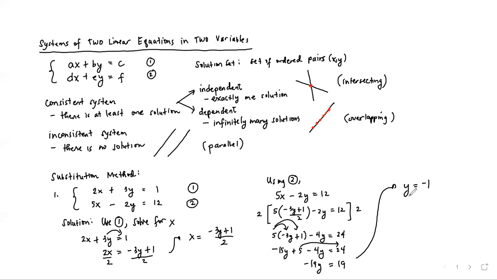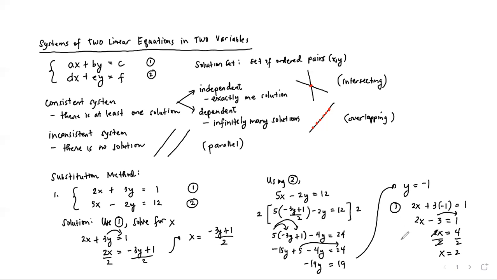Now, we're not yet done here because we still need to solve for the value of x by substituting negative 1 for y in either of the two equations. So in here, we can use equation number 1 and substitute the value of y. So we get 2x plus 3 times negative 1 is equal to positive 1. And then this gives us 2x minus 3 equals 1. Transposing negative 3 to the right side, we get 2 times x is equal to positive 4. And then dividing both sides by 2, we get x is equal to positive 2.